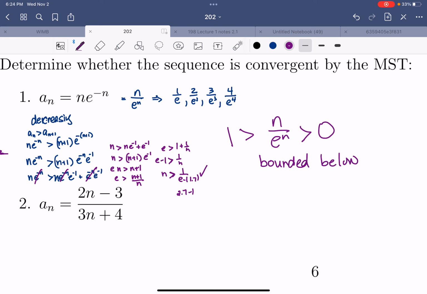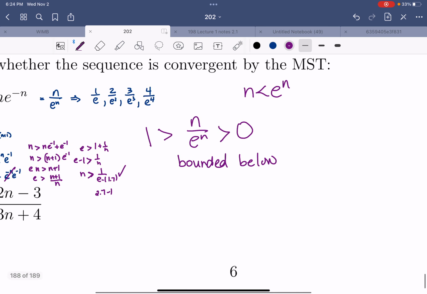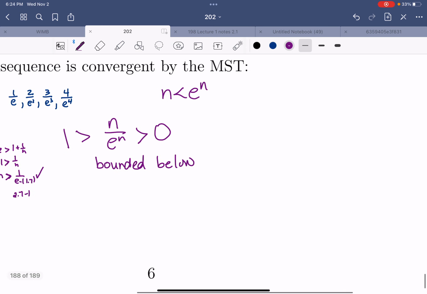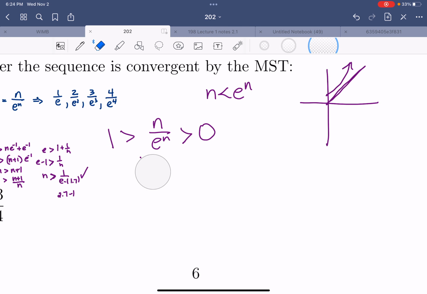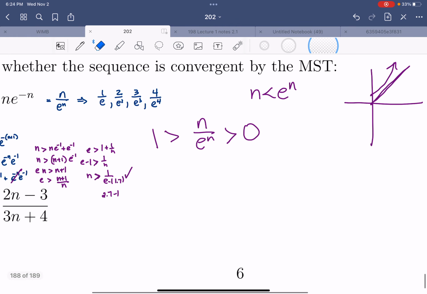And that's because n is always less than e to the n. So if you divide both sides by e to the n, then you end up with that, and that's the case. It looks like something like this, right? If you think about your graph, this is n, and your e to the n crosses up here and goes up. So our e is always above our n. So it's bounded in both directions. It's always between 0 and 1. So that means it is bounded.